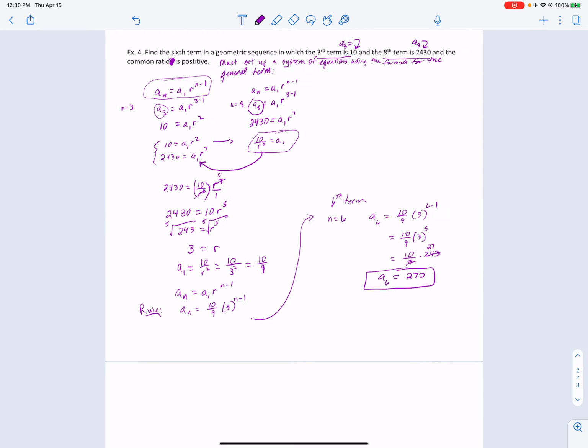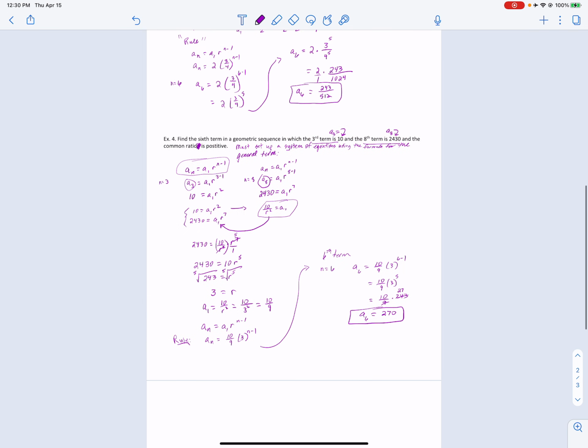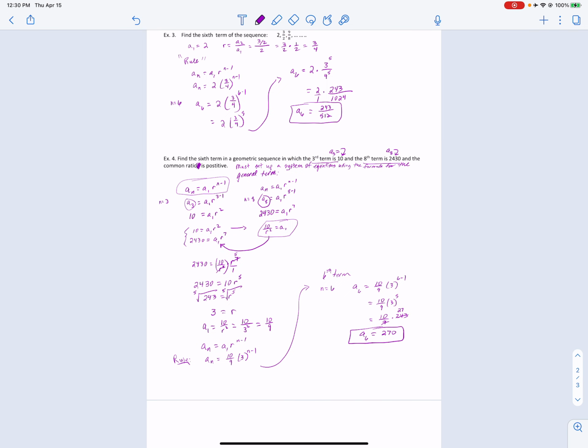And so you're going to want to know how to set up a system. You will be tested on this and solve for a specific term and doing the process that I just outlined. Those are your notes for day 1 and day 2, which will be due with the day 1 homework.